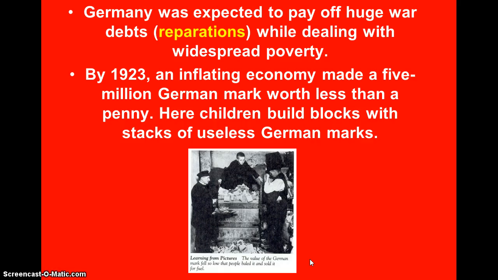And as we all know, Germany passed through a very hard time after World War I. So, by 1923, you had an inflating economy that made a 5 million German mark, the currency of Germany at the time, worth less than a penny. 5 million. Do you know how great an inflation has to be for that?